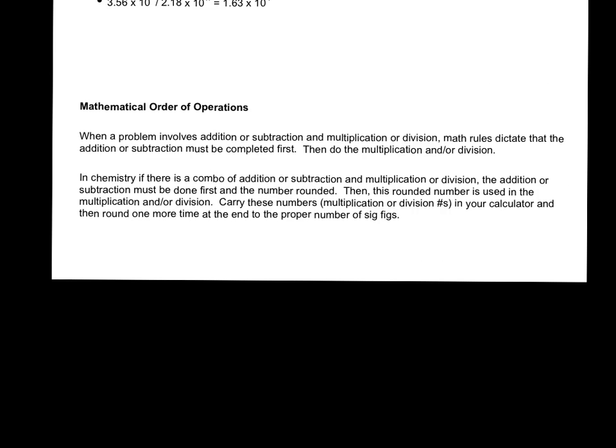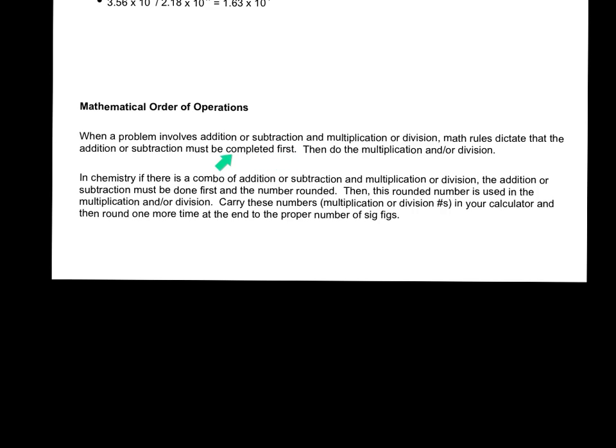All right, now I'm going to talk about mathematical order of operations. Holy cow, you learned about this at some point in time. When a problem involves addition or subtraction and multiplication or division, math rules indicate, I did not make this math rule up, that the addition or subtraction must be completed first, and usually it's in parentheses, which is a huge hint. Do that first.